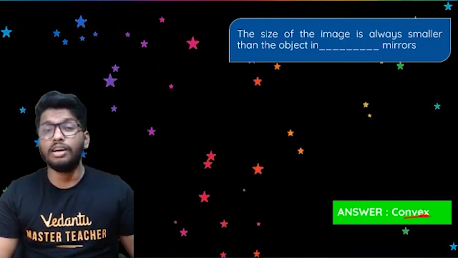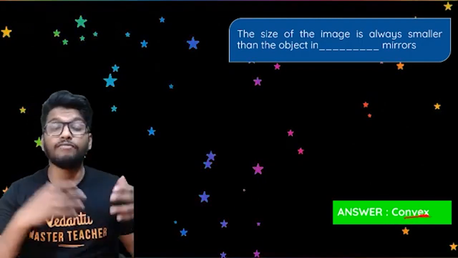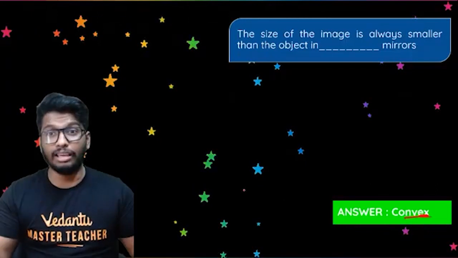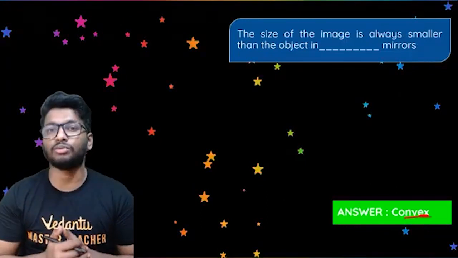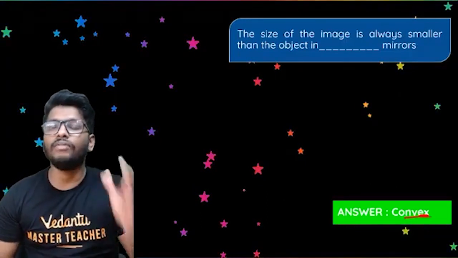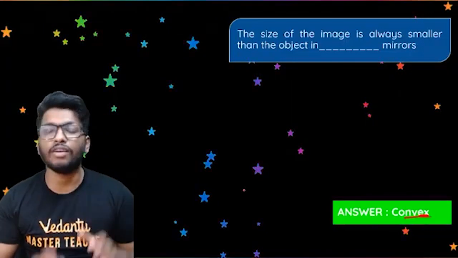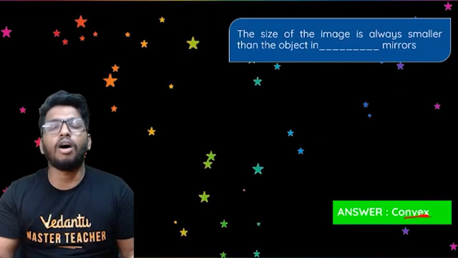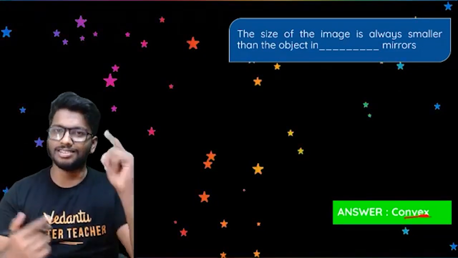If you remember, I told you that in a concave mirror you can have a magnified image, an image of the same size, or a diminished image as well. But in a convex mirror, you're always going to get a diminished image, or the image is going to be smaller than that of the object. So the right answer is convex mirror.